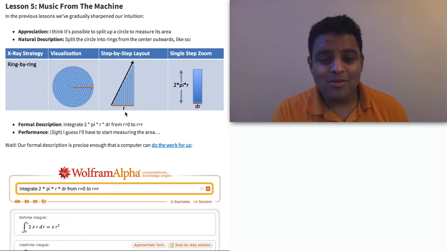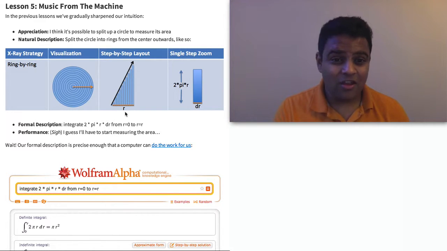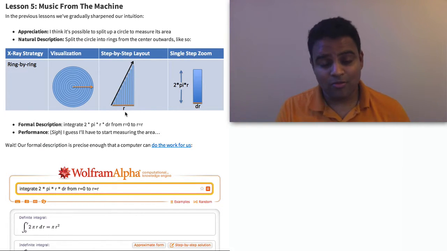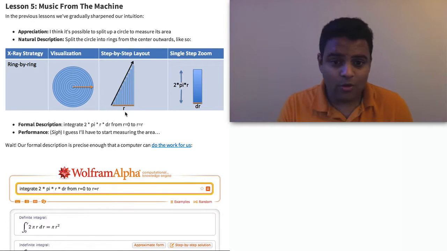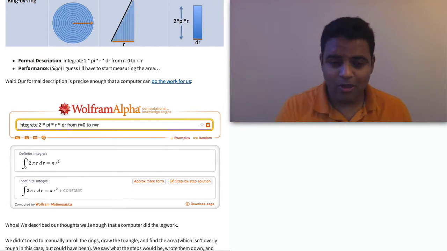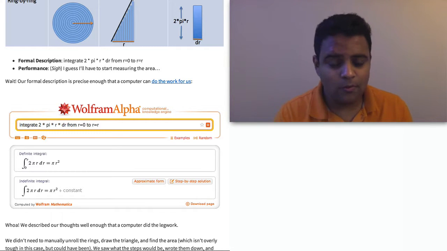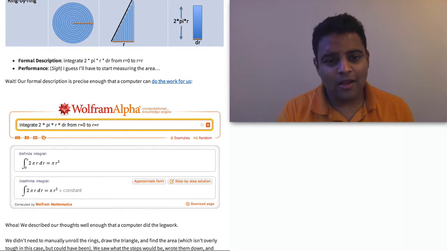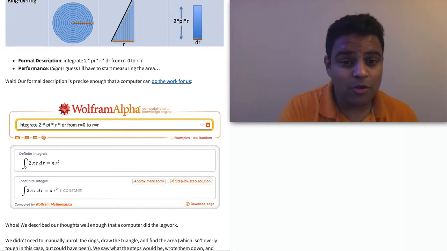But we've actually made a description which is so specific that a computer can do the steps for us. And it can apply the rules and work it out. So Wolfram Alpha is one such tool. There's many out there, but I like it because it's very visual. It has a nice input format and it's online, so we can share it pretty easily.